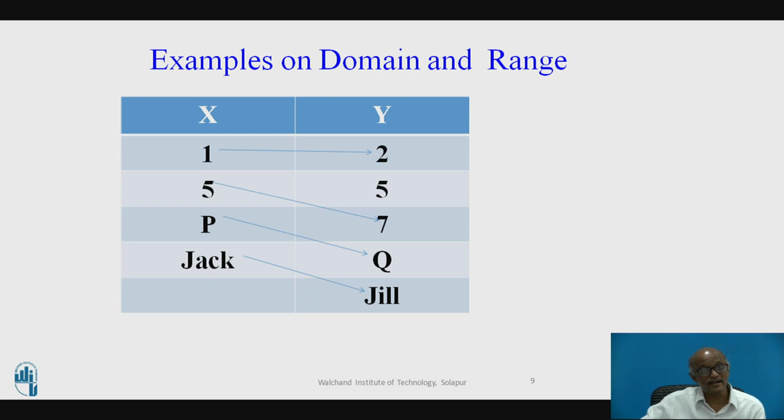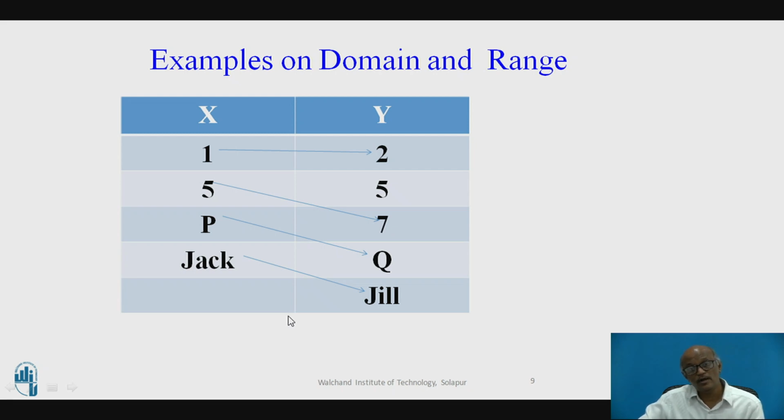And the second condition of the mapping was whether every x has a unique value of y. Yes, let us see. One has only one value, 2; it does not have a second value of y. 5 also has a unique 7, p is involved with q only, and jack is involved with jill. So uniqueness of y is also maintained here. That is why this mapping is called a function. The domain of the function is equal to set x, and there is a unique y for every x. So, this is a function.